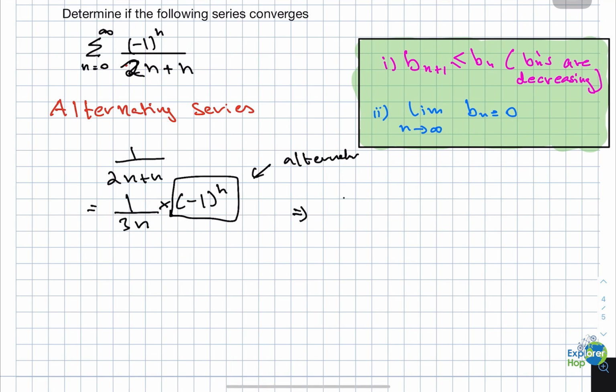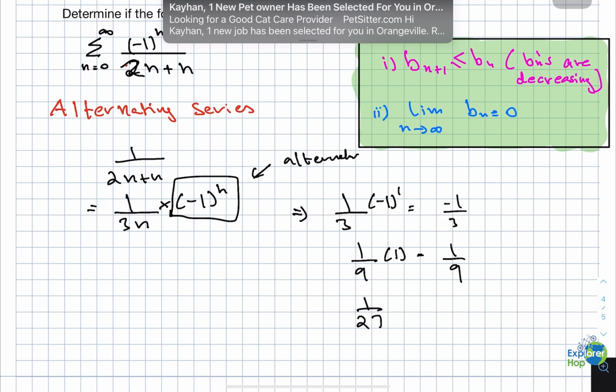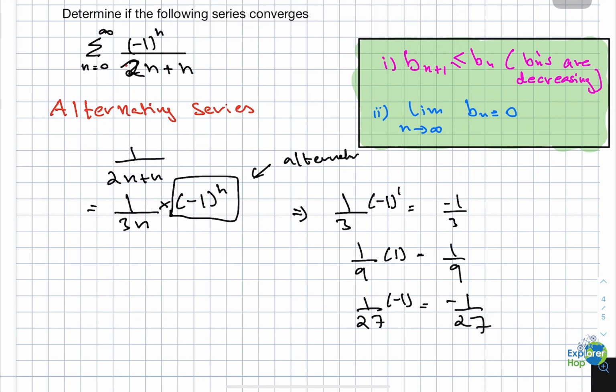This is an alternating series because, for example, if you plug in n equal to 1, then this will be 3 minus 1 times 1, which is minus 1 over 3. If we plug in 2, we get 1 over 9 multiplied by positive 1, which is 1 over 9. Then we plug in 3, we get 1 over 27 times minus 1, which is minus 1 over 27. And as you can see, this alternates between positive and negative. So we have an alternating series.